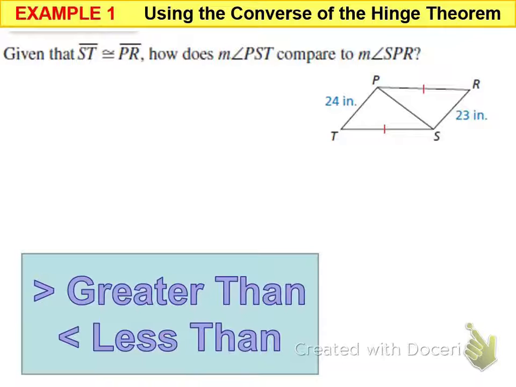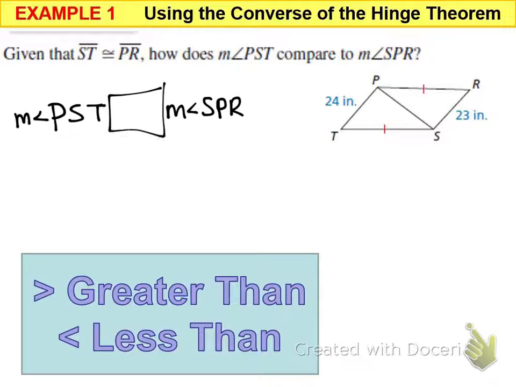So given that the length of ST is congruent to the length of PR, how does the measure of PST compare to the measure of SPR? So we're first going to write down, this would normally be written for us, the measure of PST and the measure of angle SPR. And then usually you would just have to fill in the blank between them. It's not written for us for whatever reason.